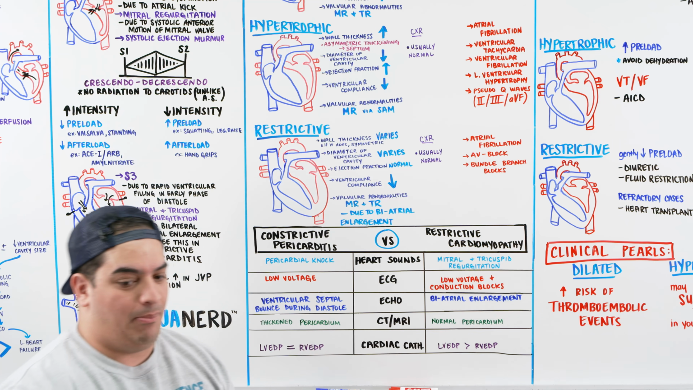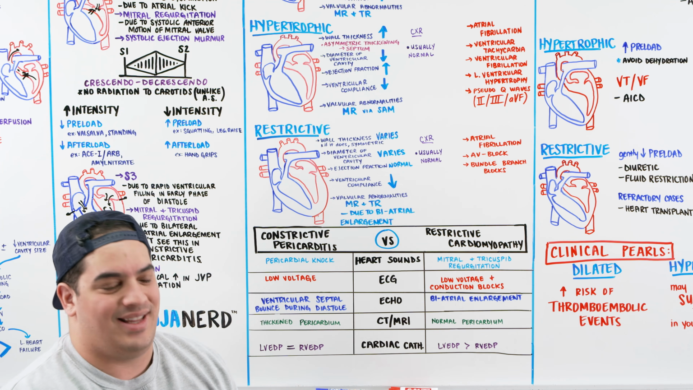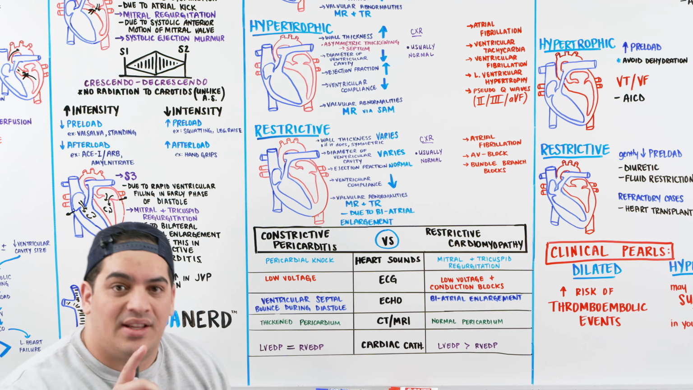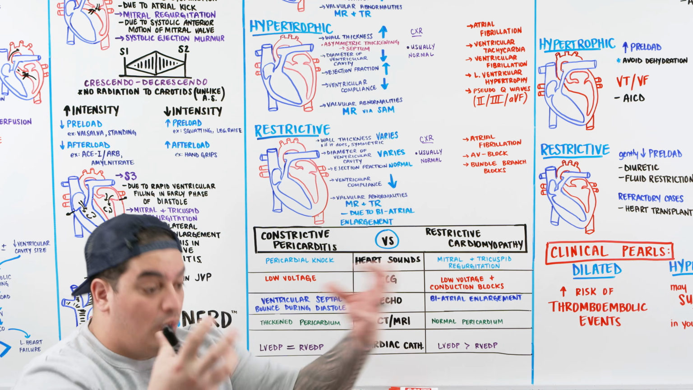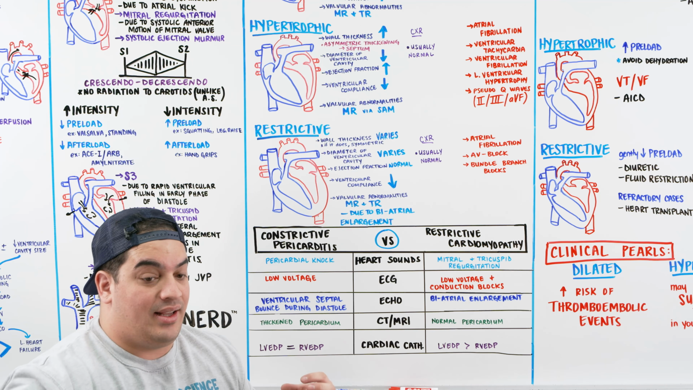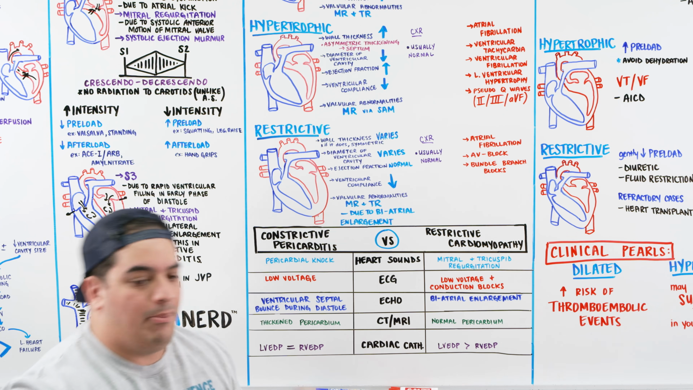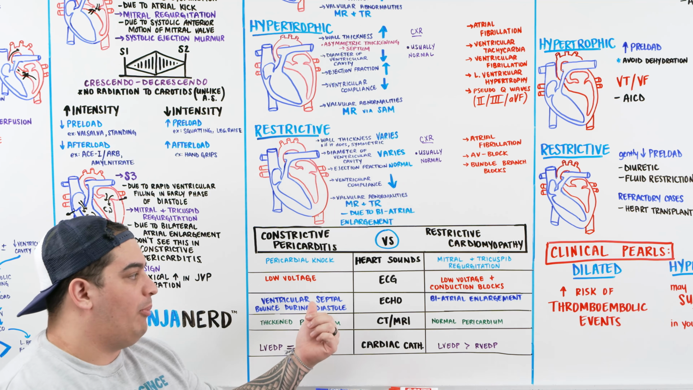When blood's coming into them, they can't open up. So guess what they do? They start pushing into the ventricle adjacent to them. This is called septal bounce, or septal bowing, and it can occur during ventricular diastole. When they're getting filled with blood, they can't expand because the pericardium is restricting them. So they push into the other ventricle and cause a septal bounce.